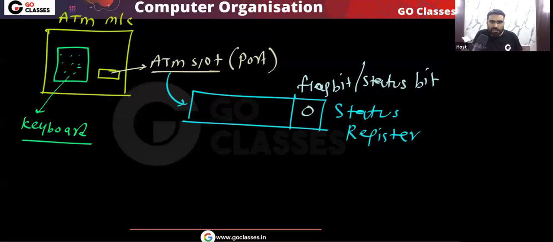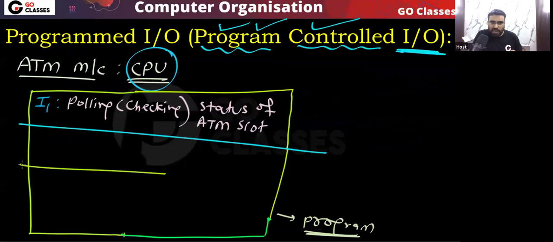Now let's assume after 10 minutes you insert the ATM. So this will become 1. The CPU is continuously checking. When the CPU sees that this is 1, it means someone has inserted the ATM. Now what will happen after that? What is I2 now?